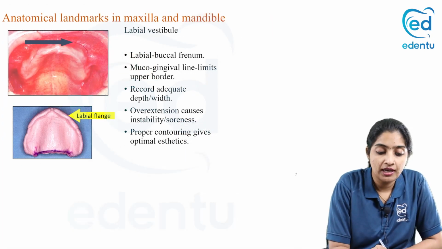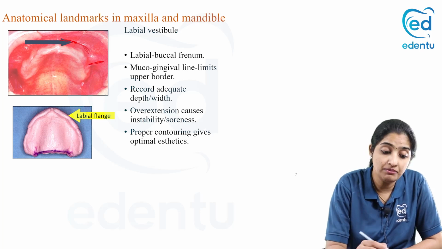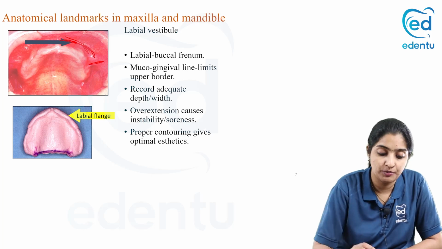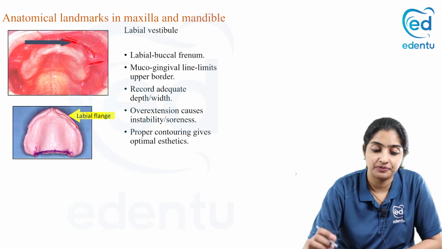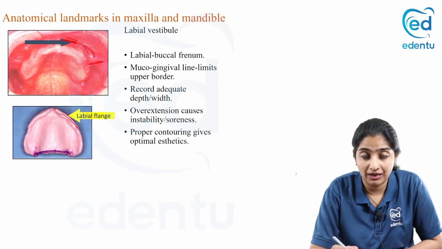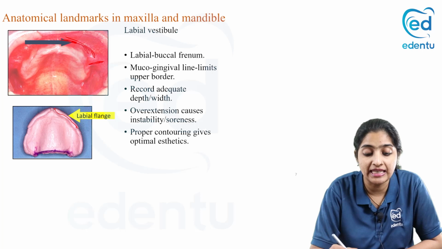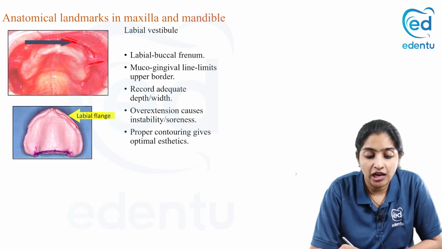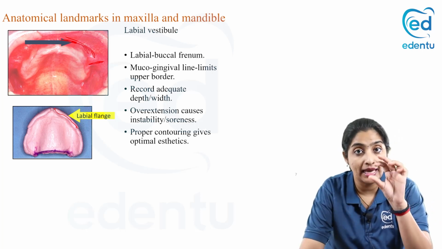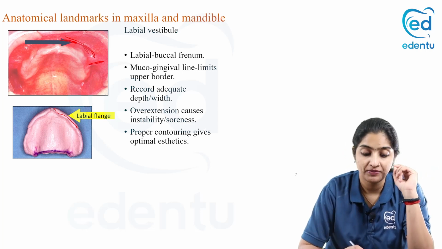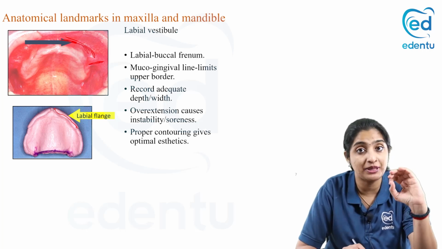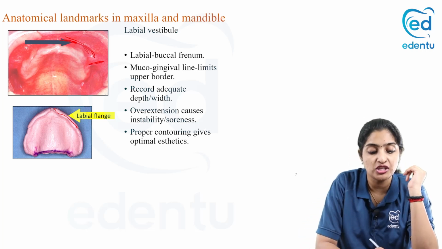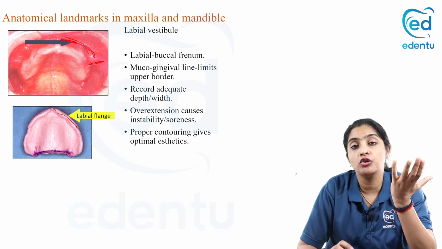Now, this is your labial vestibule. This area between the labial frenum and the buccal frenum is called your labial vestibule. Now, in the denture or the impression, this is shown as a labial flange. So, labial frenum to the buccal frenum is the extension. Mucogingival line limits the upper border of the denture. Now, you have to adequately record the depth and the width of this particular area. Overextension can cause instability and also soreness, and proper contouring gives optimal aesthetics. Otherwise, if this is too thick, it will jut out and it will look very unaesthetic for the patient.